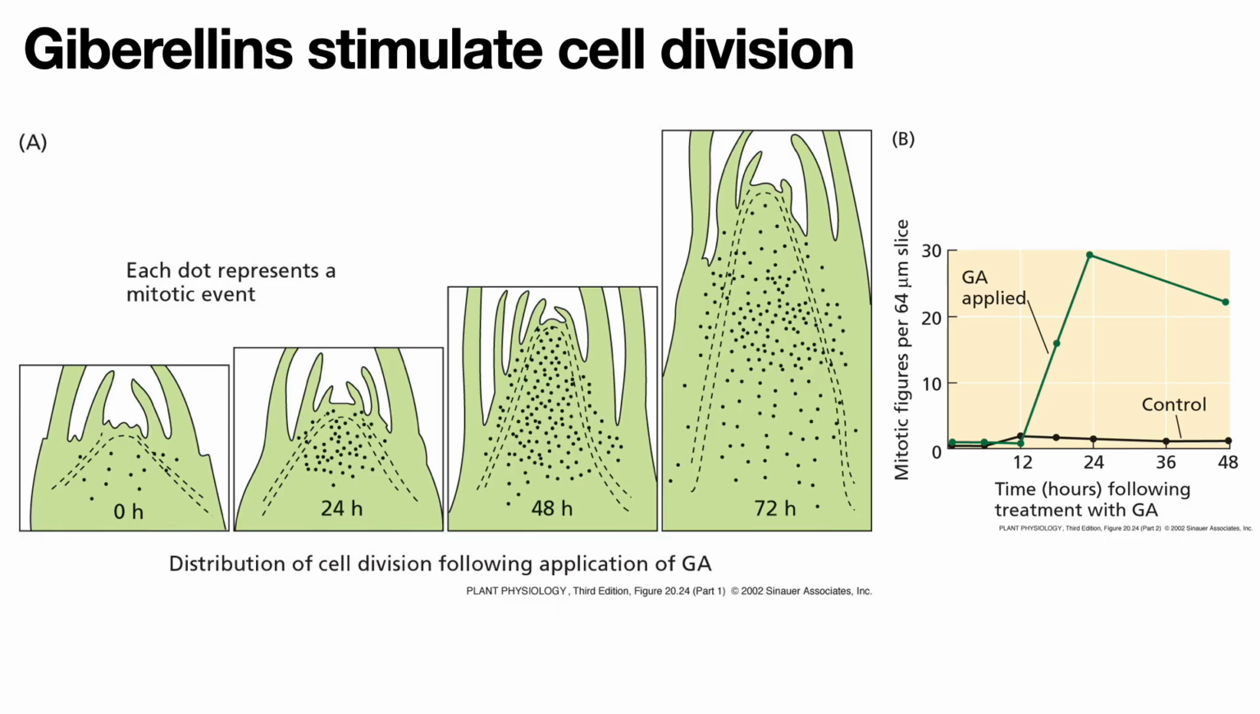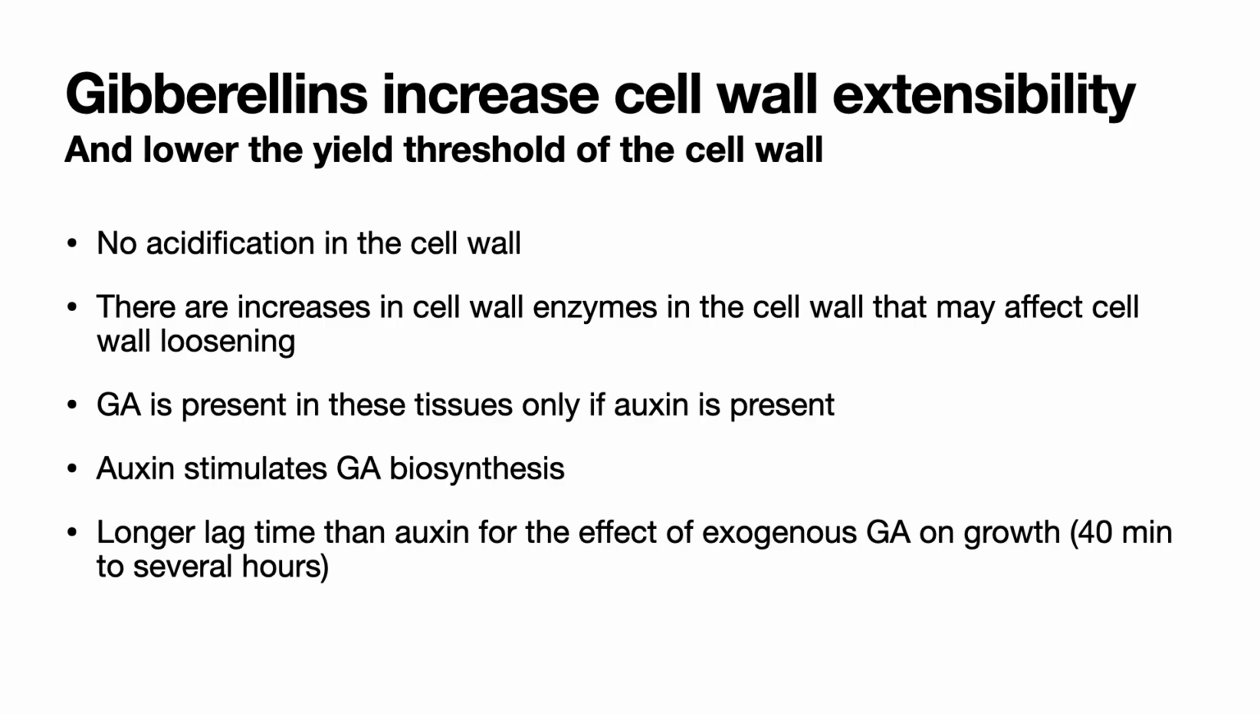Another way that growth is increased by gibberellins is that they stimulate cell division in the shoot meristem. Applied GA increases the number of mitotic divisions as shown here. Gibberellins increase the extensibility of the cell wall. They also lower the yield threshold of the cell wall, thus loosening the cell wall and accelerating turgor-driven growth. The cell wall space is not acidified as it is with auxin. However, there are increases in two cell wall loosening enzymes, expansins and xyloglucan transglucosylases.